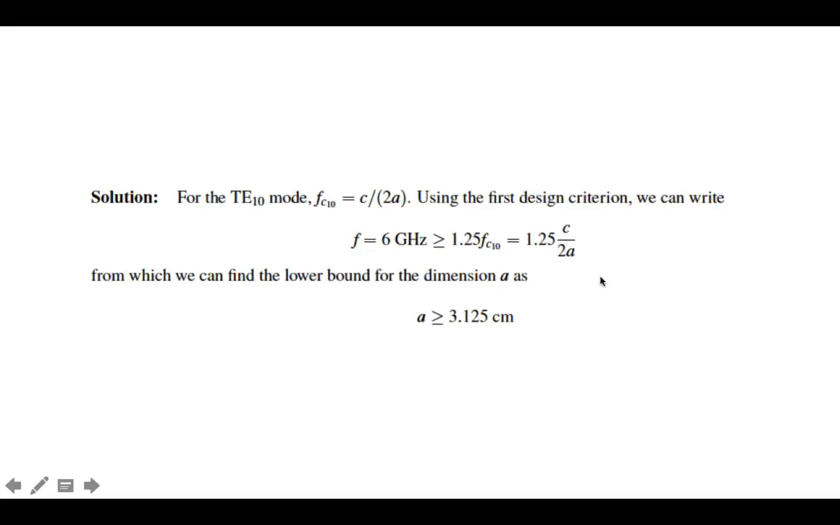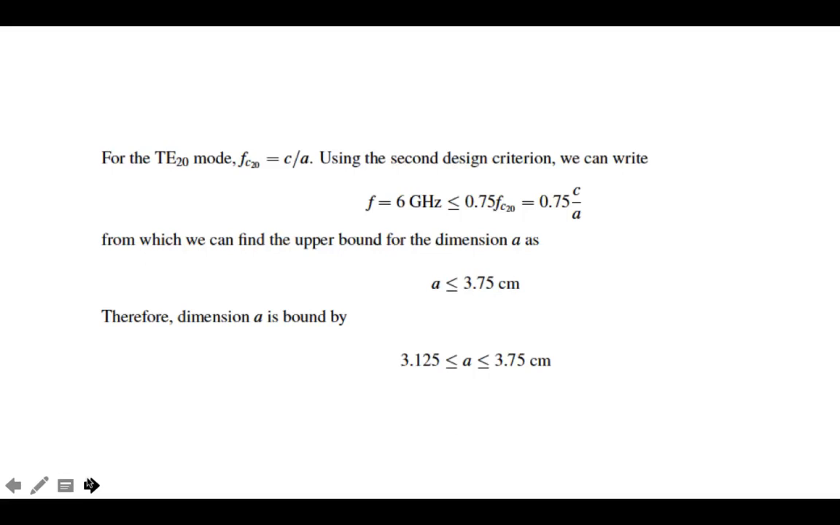So basically, to find the lower bound, we want 1.25 times the cutoff frequency to be less than 6 gigahertz. So if we substitute in for the cutoff frequency, C over 2A, and we plug that in, we're going to solve for A because we know what our desired cutoff frequency is. It's going to be 6 times 1.25 gigahertz. So we solve for the dimension A and we get 3.125 centimeters.